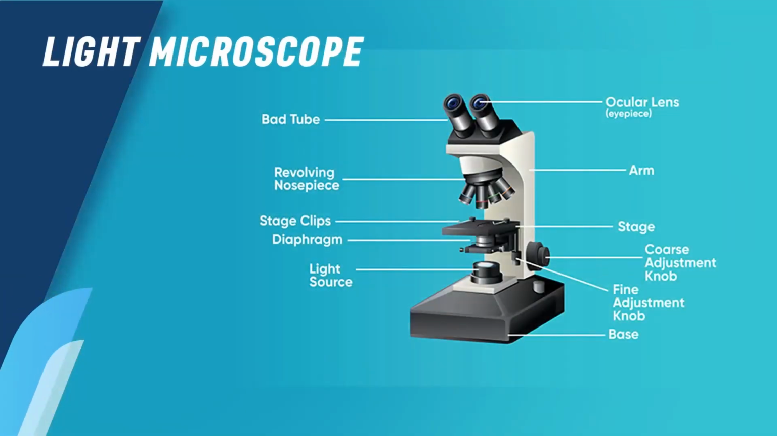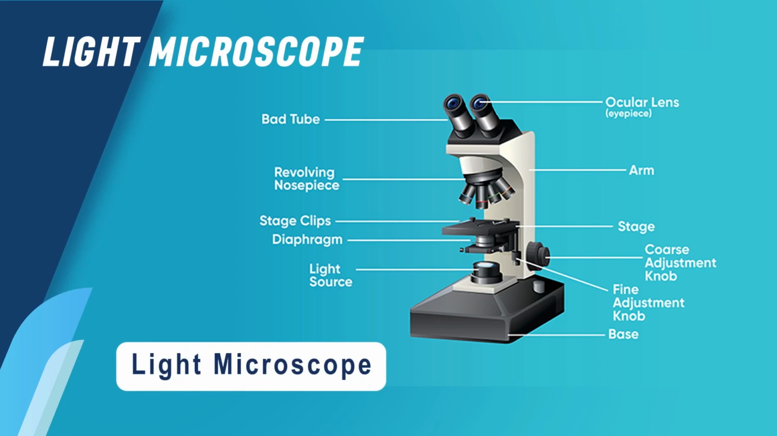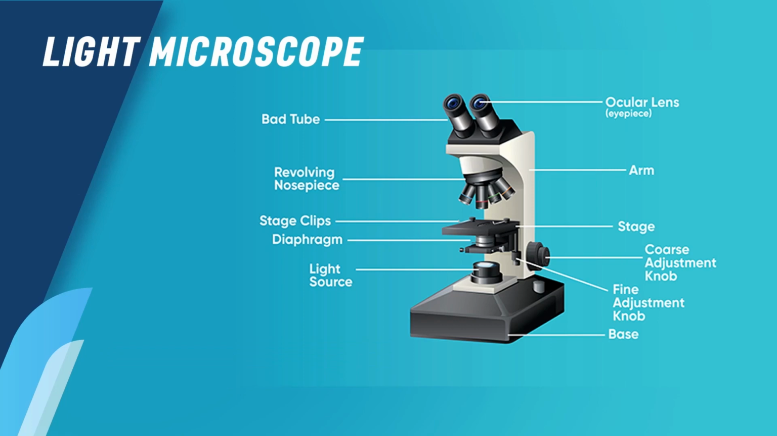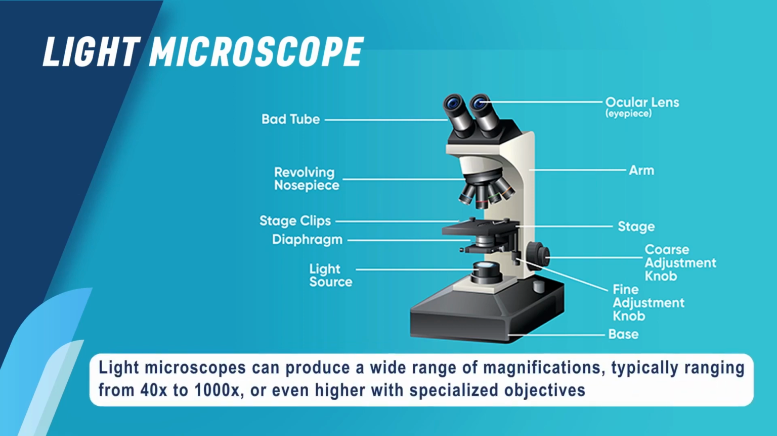Light microscope. A light microscope is an optical instrument used to view objects too small to see with the naked eye. It is so called because it employs the use of white or visible light to illuminate the object of interest so it can be magnified and viewed through one or a series of lenses. A light microscope is also known as an optical microscope. The basic principle behind a light microscope involves passing light through a sample and capturing the resulting image. Light microscopes can produce a wide range of magnifications, typically ranging from 40x to 1000x, or even higher with specialized objectives.